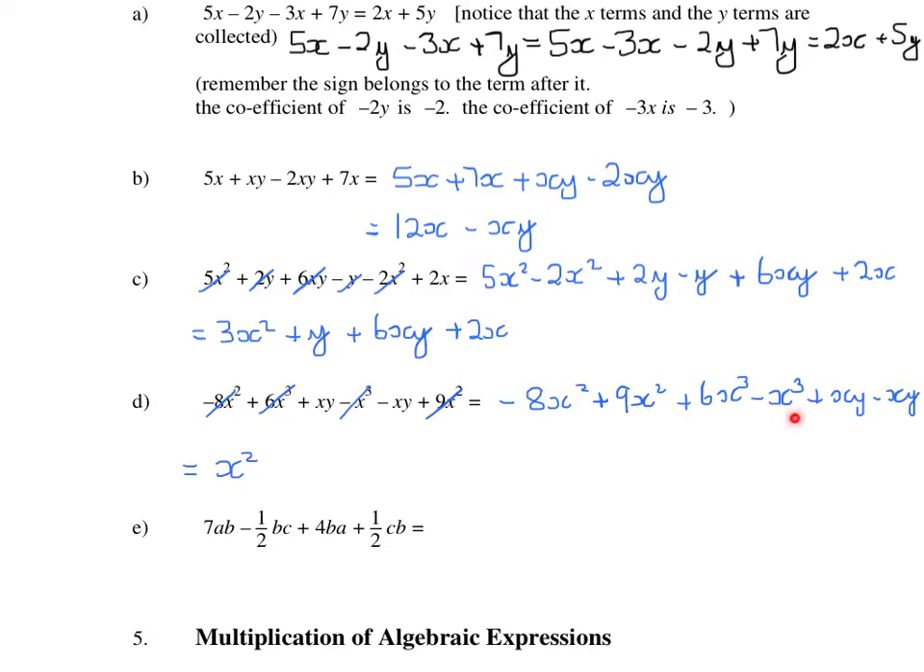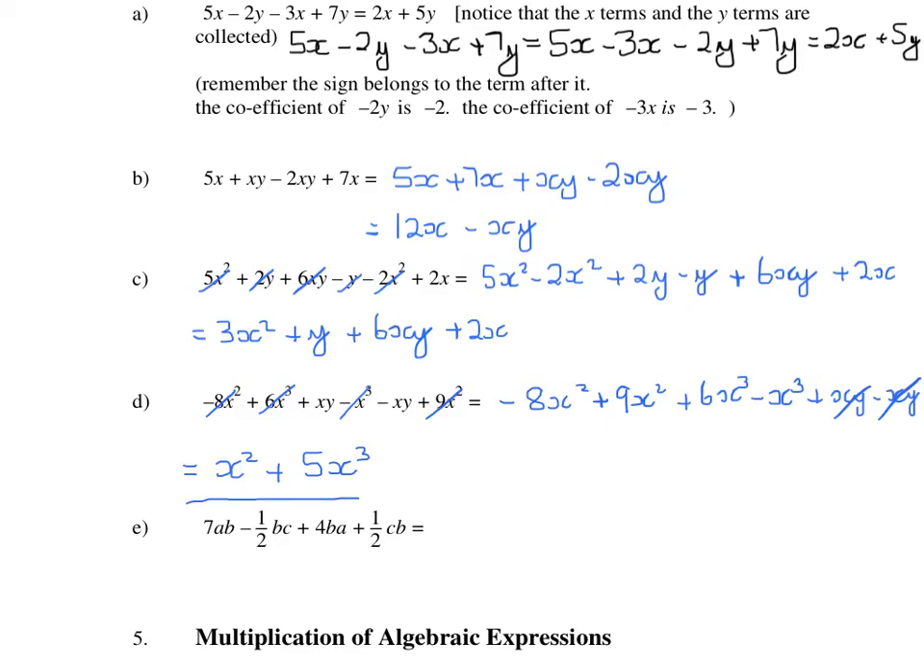6x cubed minus x cubed, that's 6x cubed minus 1x cubed. 6 minus 1 is 5, so plus 5x cubed. And then xy minus xy, well, that's just 0. So our expression simplifies to 8x squared plus 5x cubed.